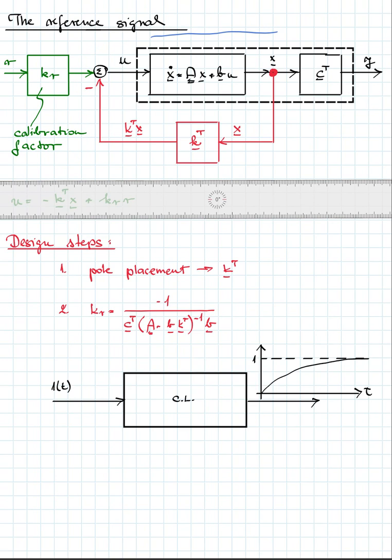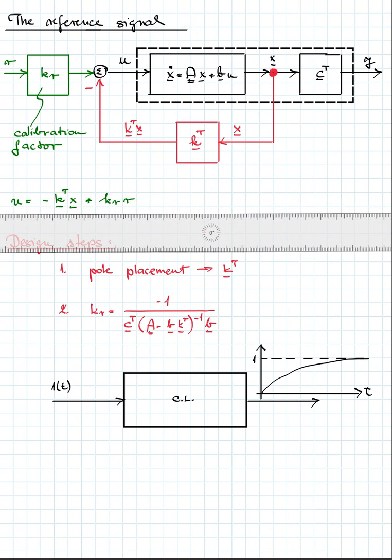Now we should go one step further, which is the calibration factor. And this calibration factor is used to take the reference into account. So on the left there is a reference signal, for example a stepwise signal, and we need a calibration factor to take this into account.